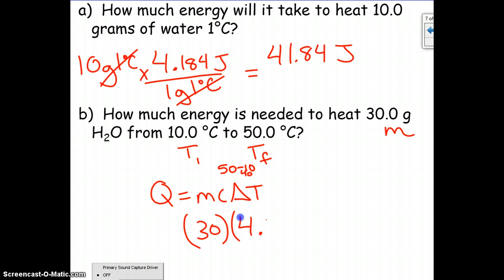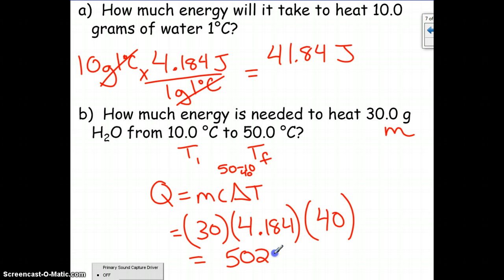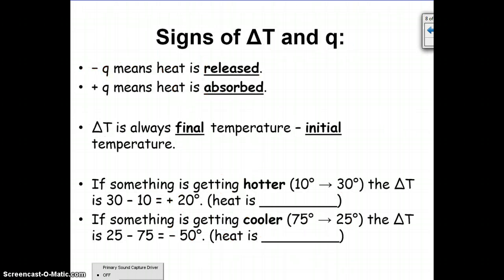C, still water, so we're still going to use 4.184. And then we just found ΔT to be 40. If you multiply all those across, you will get the energy required to heat 30 grams of water by 40 degrees Celsius. And I got this. If you sig figged it, it'd be that. Okay, so 5,020 joules.